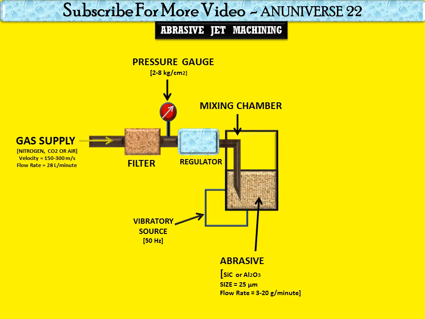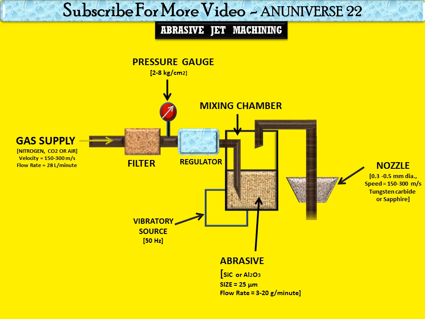So this is the vibratory source. Vibration is generally provided up to 50 Hz, and the abrasive powder feed rate is controlled by the amplitude of the vibration in the mixing chamber. And from this mixing chamber, this is the nozzle through which the abrasive plus gas supply is passed. The material of the nozzle is tungsten carbide, and generally the approximate diameter of the nozzle is 0.3 to 0.5 mm, and the speed is 150 to 300 meters per second.